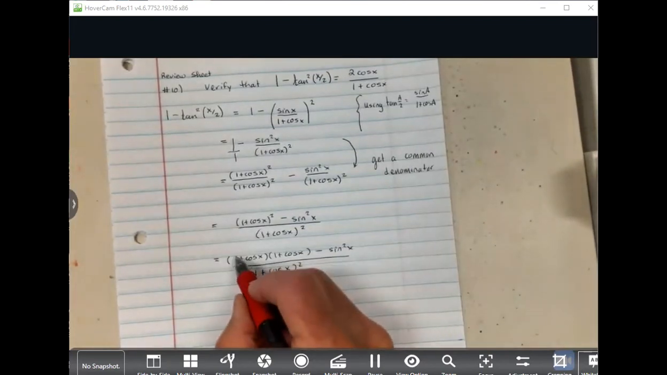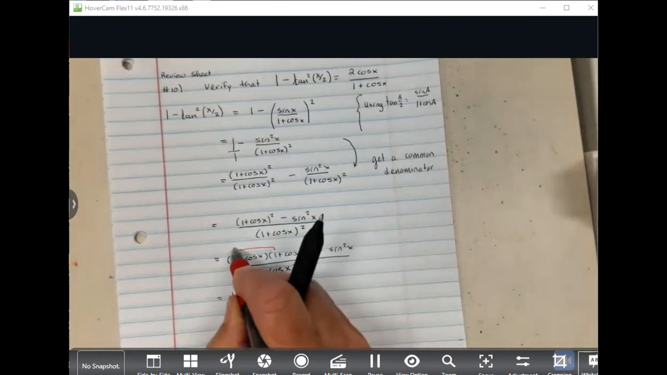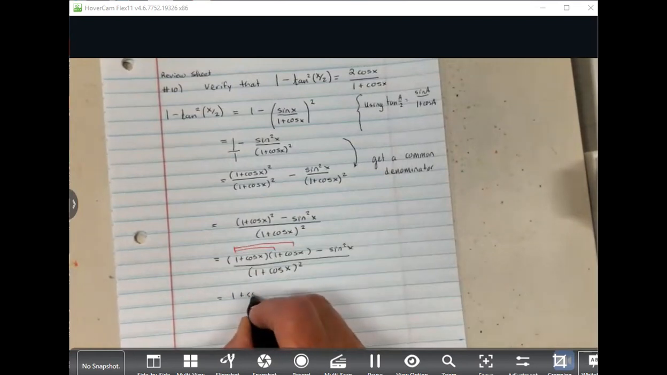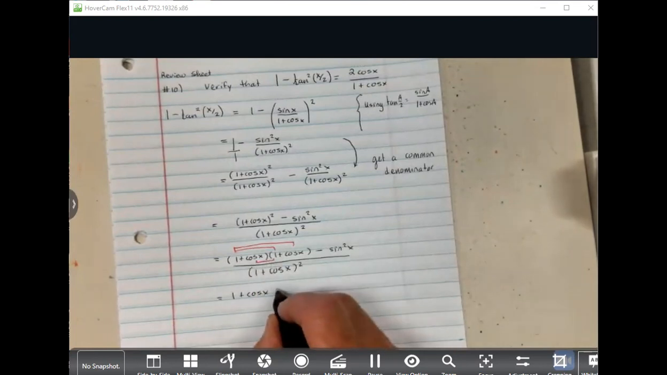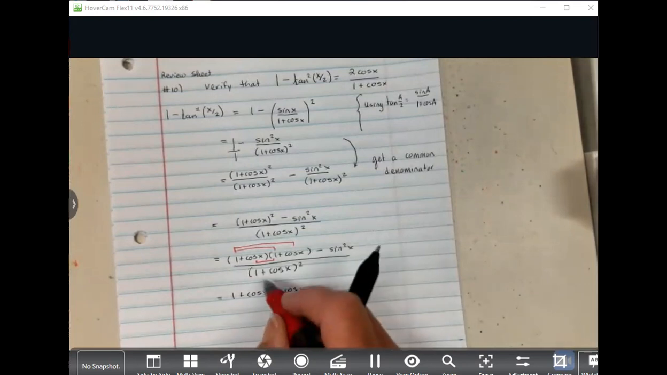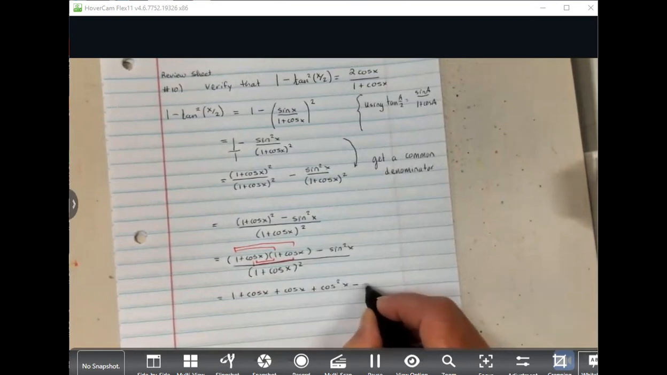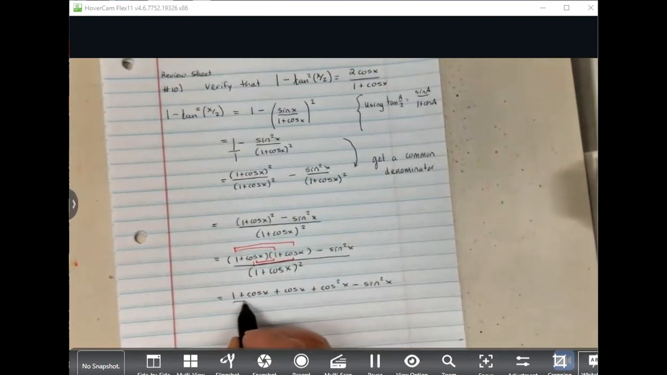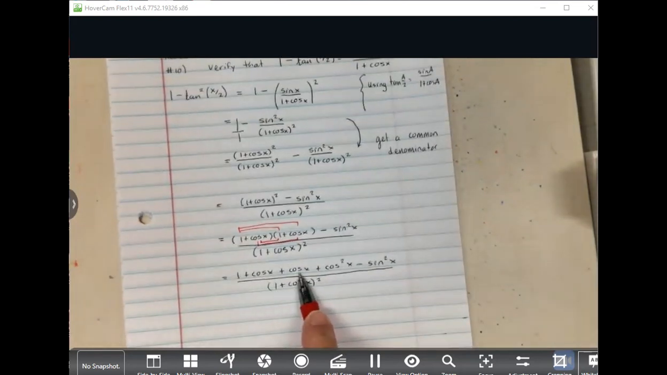So we do this multiplication as per usual. 1 times 1 gives me 1. 1 times cosine of x gives me plus cosine of x. Now the other term, plus cosine of x times 1 gives me another plus cosine of x. And then finally multiply two cosines together, so I get plus cosine squared of x. These two are like terms, so I can add them and get two of them.